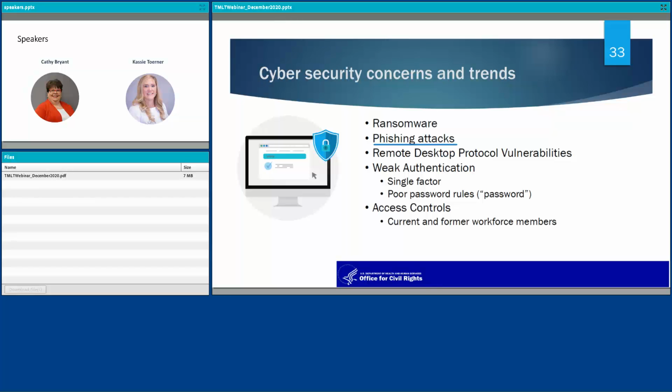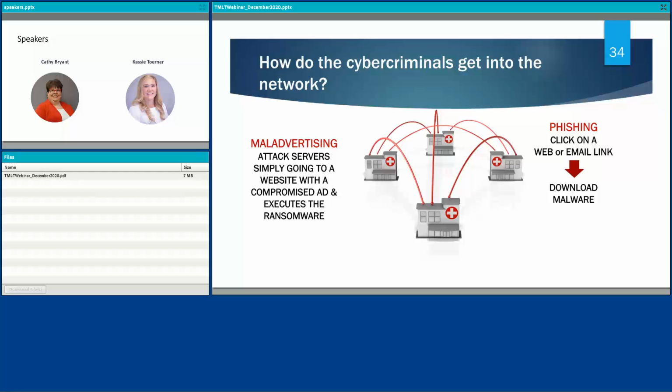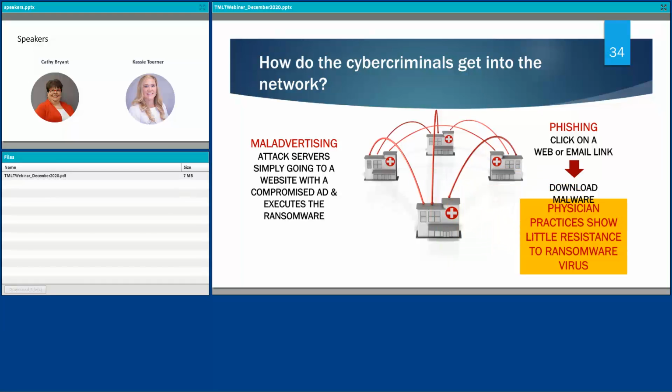So in addition to ransomware, another concern is phishing attacks. So how do cyber criminals get into your network through a phishing attack? Generally, it's a click on an email or a web link. And when this happens, there is a download of the malware. Generally, victims get infected with ransomware through the phishing attack that carries a malicious attachment or instructions for the recipient to click on a URL that downloads the malware to their computer.